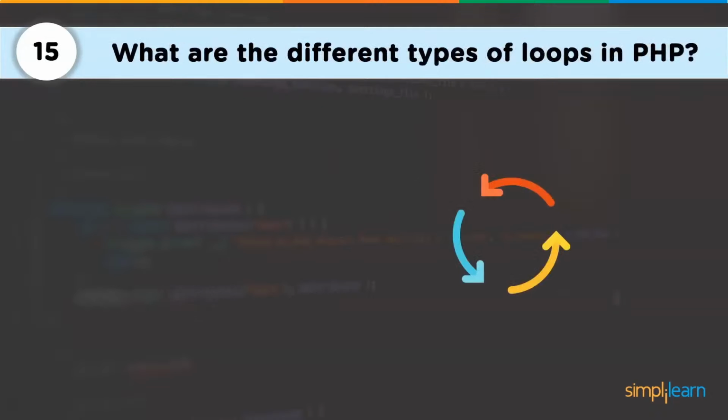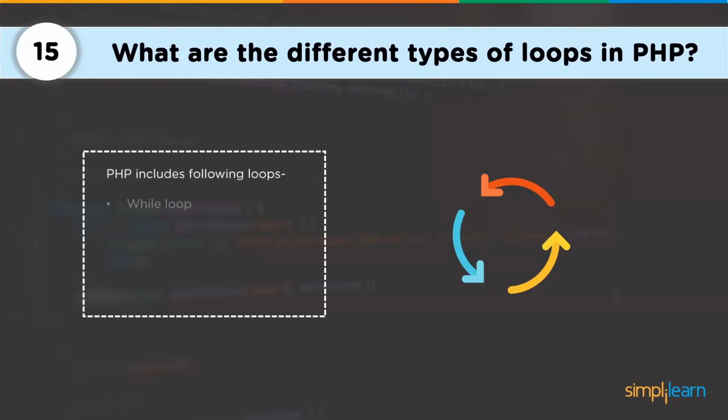Next, what are the different types of loops in PHP? So PHP consists of a while loop, a do-while loop, a for loop, and finally a foreach loop. So PHP consists of a total of 4 loops.